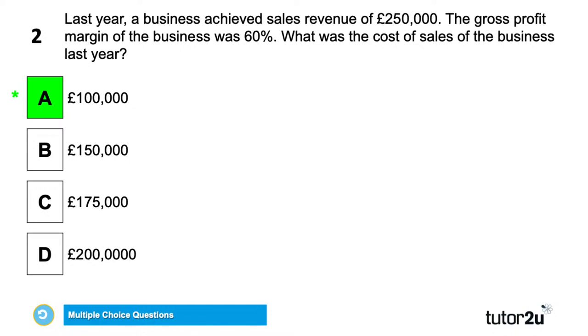It's £100,000. So remember, the income statement, the profit and loss account, sales revenue minus cost of sales will give gross profit. If the gross profit margin is 60%, it means that 60% of sales revenue becomes gross profit. In other words, 40% of that figure is going to be cost of sales. So 40% multiplied by 250,000, or 0.4 multiplied by 250,000, is 100,000. A tricky question, as Graham correctly points out, but a good one. Well done if you got that right. If you didn't, I'm hoping the explanation there will have clarified it for you.